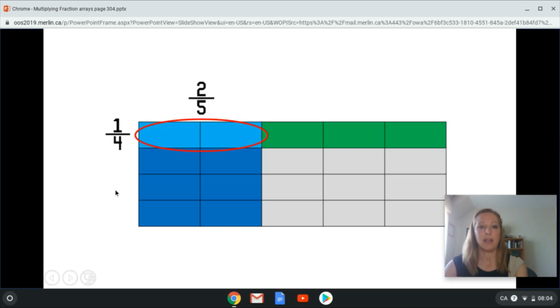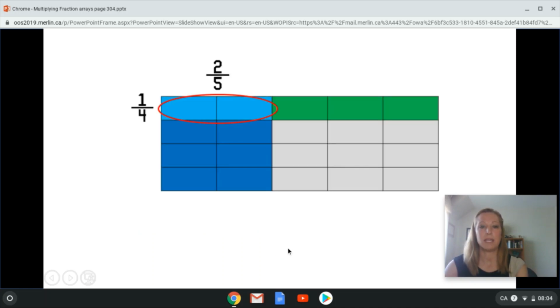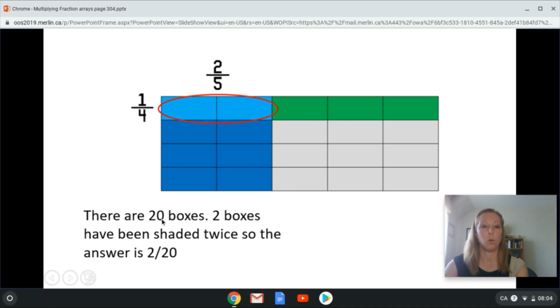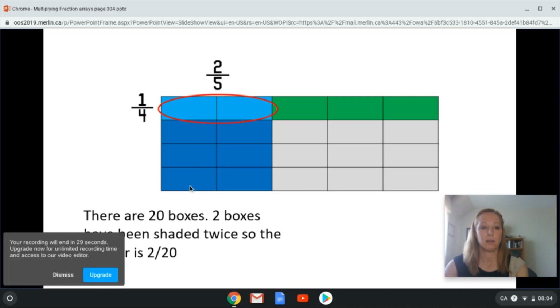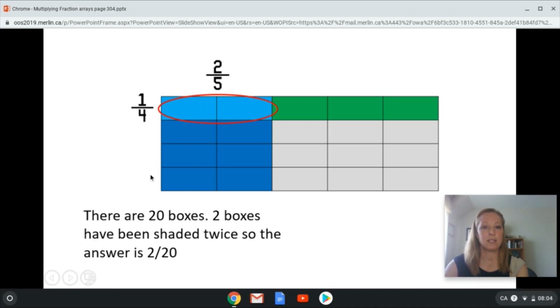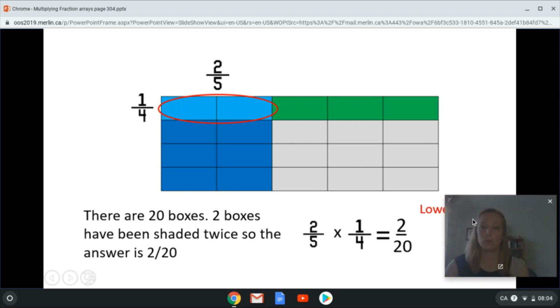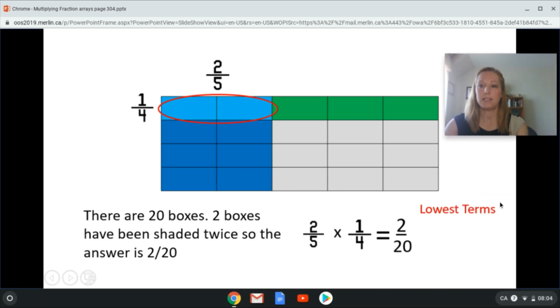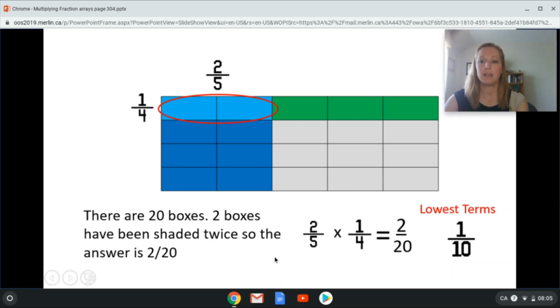So again, I'm going to count the total number of pieces. I have 20 boxes. 2 of them have been shaded in twice. So the answer is 2/20. And I know that there's a better answer than 2/20. If I put it in lowest terms, I end up with 1/10.